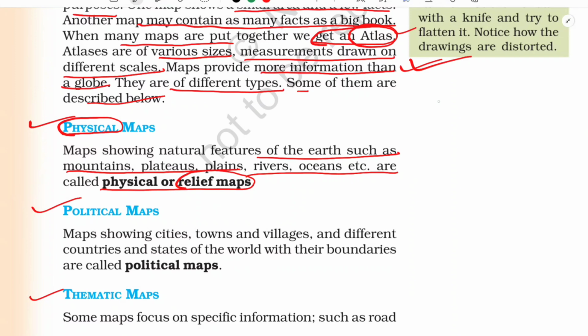For example, mountains will be shown in brown colors, plateaus in yellow colors, plains in green colors, rivers in blue colors, and oceans are also in blue colors. So in that way this is the representation you will see in a physical map. You can check out a physical map.